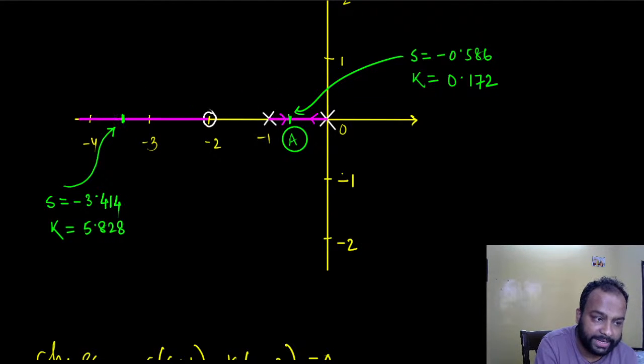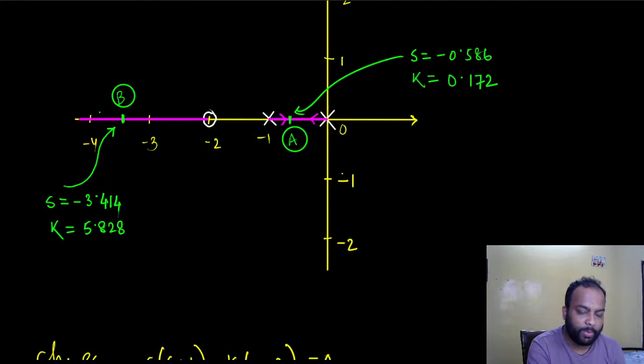So they are going to meet here at point A, and from there they're going to break away. And then after that, when the gain has increased to 5.828, they are going to meet at minus 3.414. So this is going to be a break-in point. Okay, so this is going to be a breakaway point, and point B is going to be a break-in point.